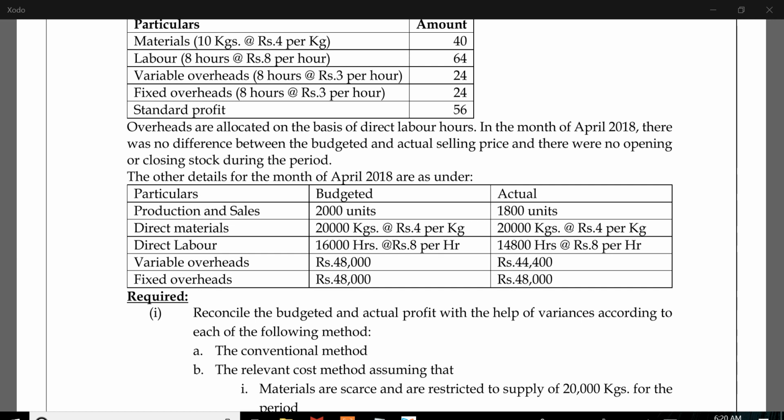We had very limited variances. We didn't have any price variance and all in that question. It's more of the quantity and the efficiency part.